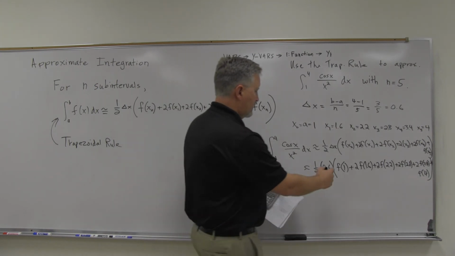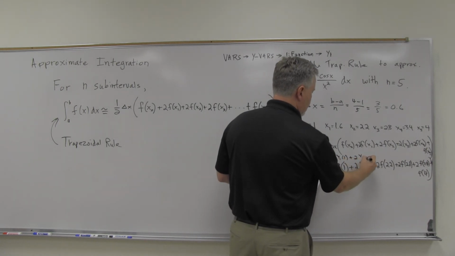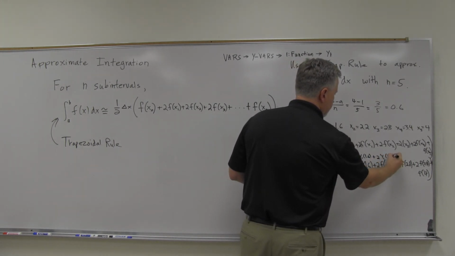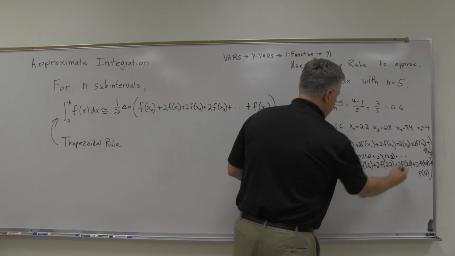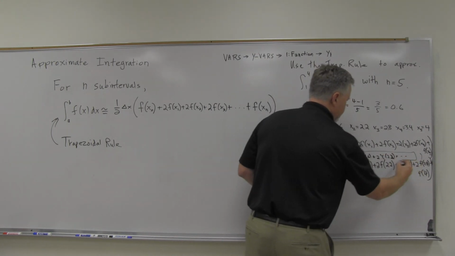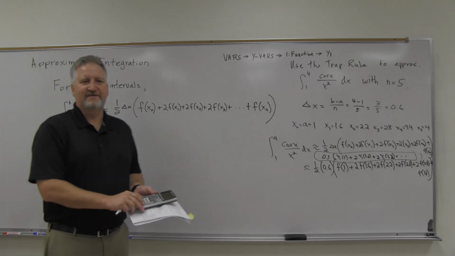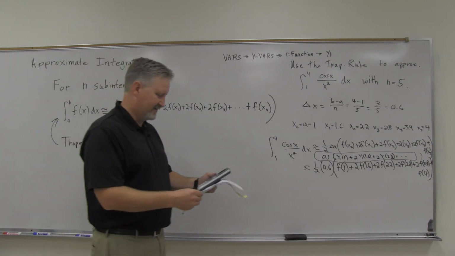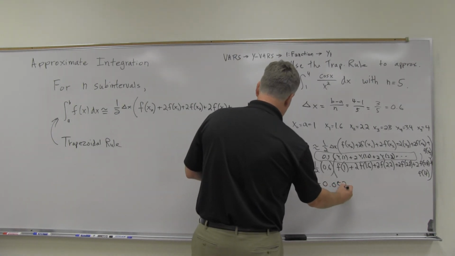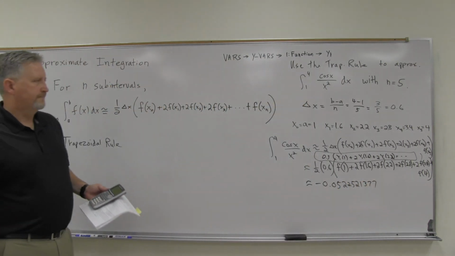Okay, so what mine looks like is y1 of 1 plus 2 y1 of 1.6 plus 2 y1 of 2.2. That's what it looks like on my screen. I did 0.3 and then did that. You get it looking like that, then it's just a matter of hitting the enter button, and it does it. Negative 0.0522521377. Yeah, okay.